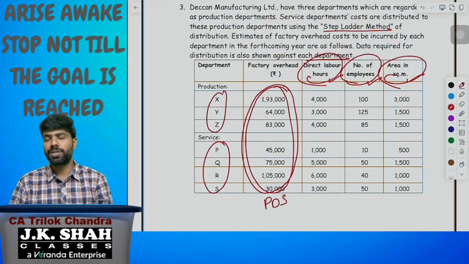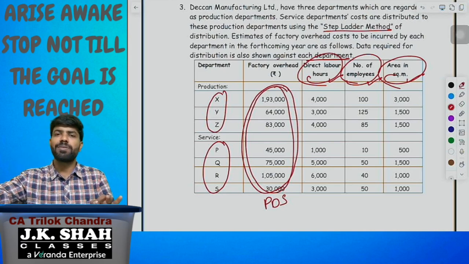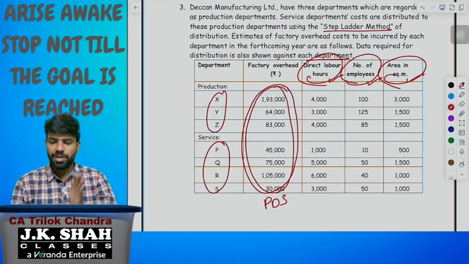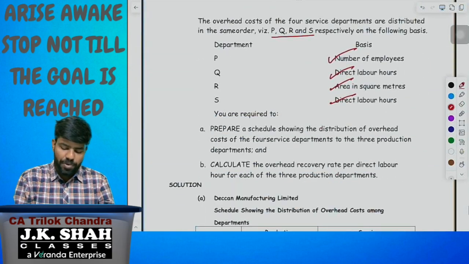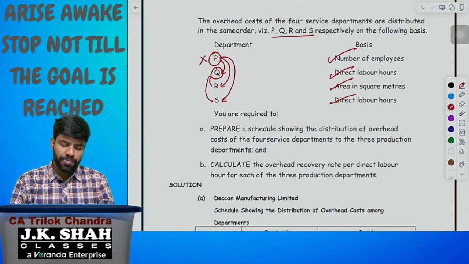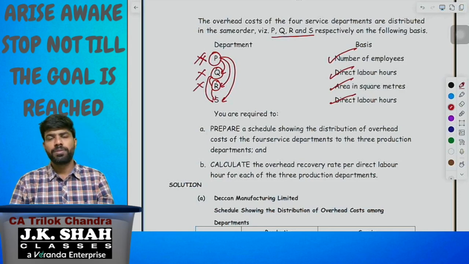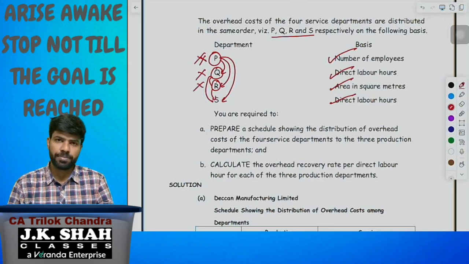And one more thing. In the step ladder method, a service department will give service, but it will not take back service. Now the point here is, when we apportion department P, it will give service to Q, R and S. When we are apportioning Q, we will apportion to R, S, but not to P. When we are apportioning R, we will apportion only to S, but not to P, not to Q, and not to R. This is called the step ladder method.